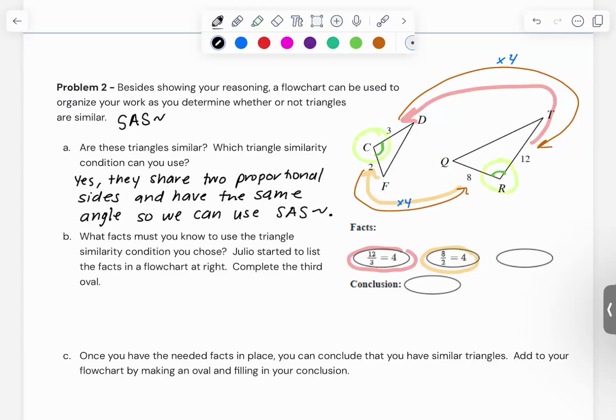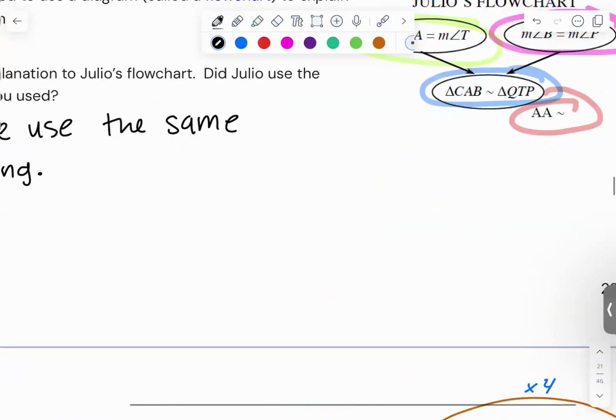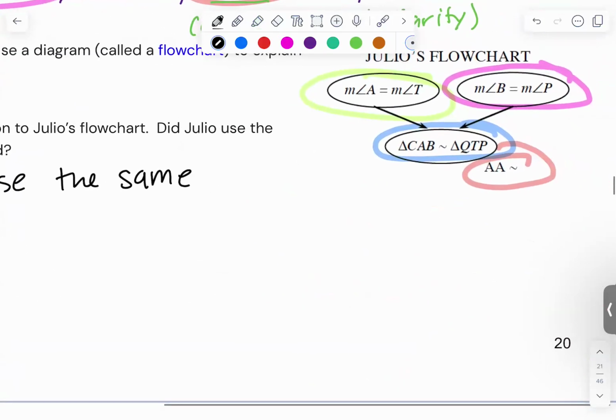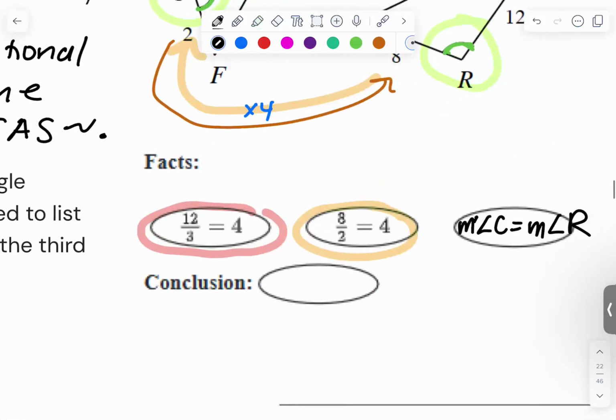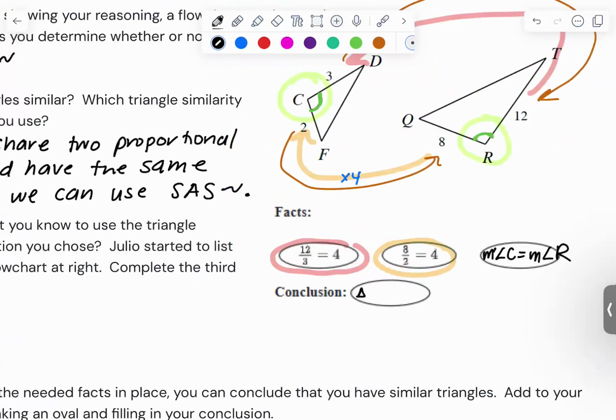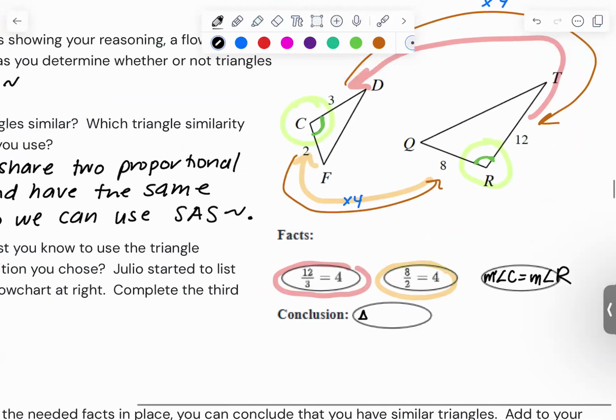So we would fill in the flow chart by saying the measure of angle C equals the measure of angle R. And then our conclusion, so if you look back at the first page, we put what I highlighted there in blue, the CAB. We'd have to write something similar. So I'm going to write triangle. Probably don't have a lot of space, so just do the best you can. But we'll write CDR is similar to triangle.